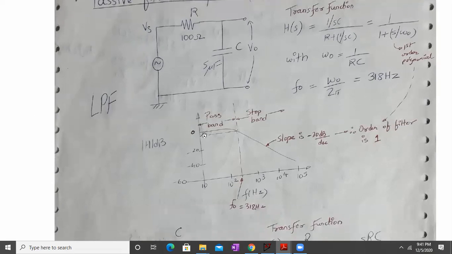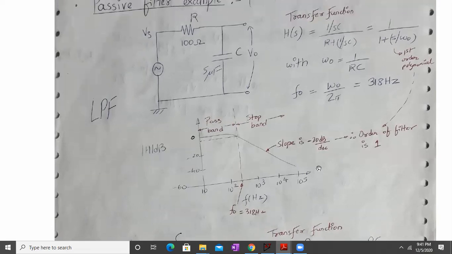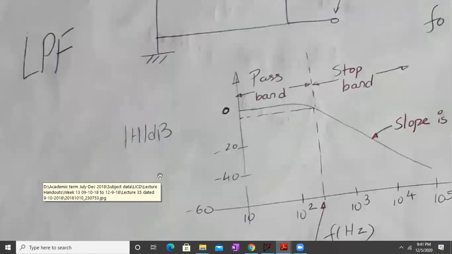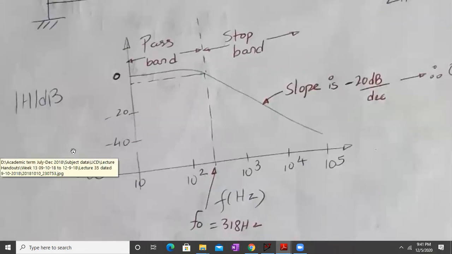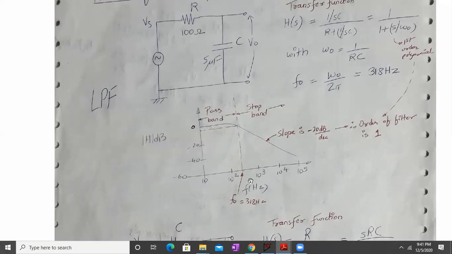I told you all that practically you will not get an ideal response. You will have an actual response which looks like this. If you plot these values with the different frequencies and the gain in dB, you will get this frequency response. We covered how to plot a frequency response when we were discussing the differentiator and integrator, so you can follow a similar approach. But right now, if you want to check, around 318 hertz, any frequency below 318 hertz will be passed, and above that the frequencies will be rejected.